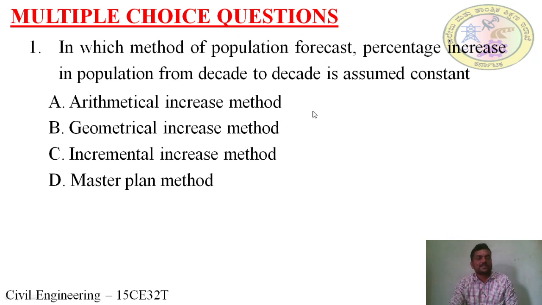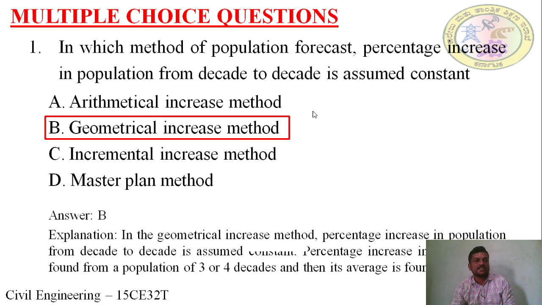Next, multiple choice questions. First question: in which method of population forecast is the percentage increase in population from decade to decade assumed constant? Here the answer is B. The percentage increase in population from decade to decade is assumed constant in the geometrical increase method. The increase in population from decade to decade is assumed constant in the arithmetical increase method. So the correct answer is B, geometrical increase method.